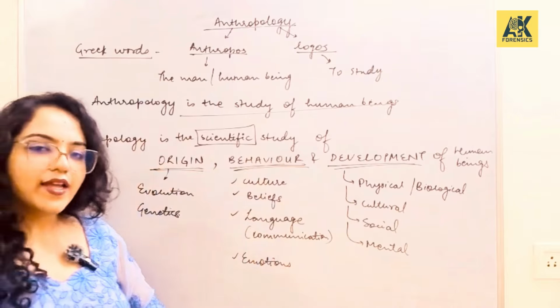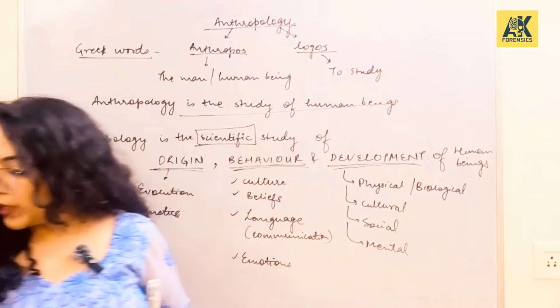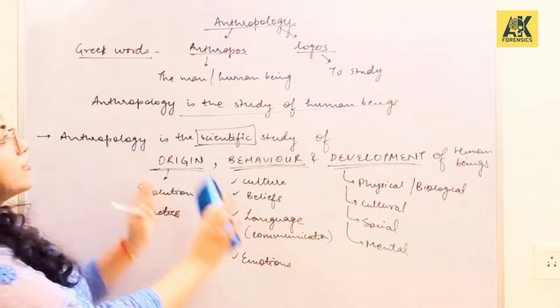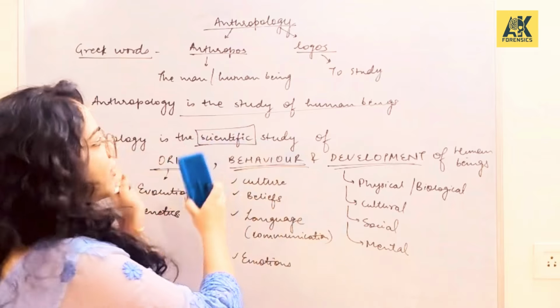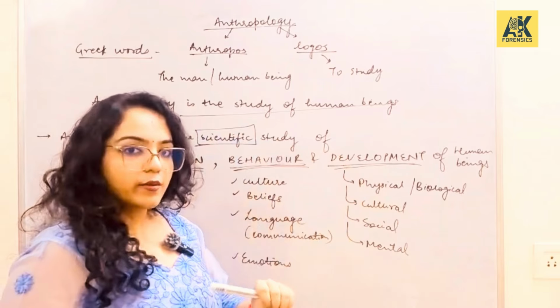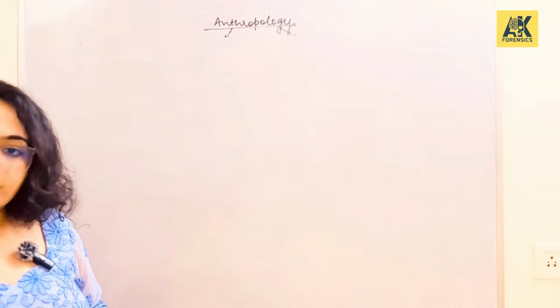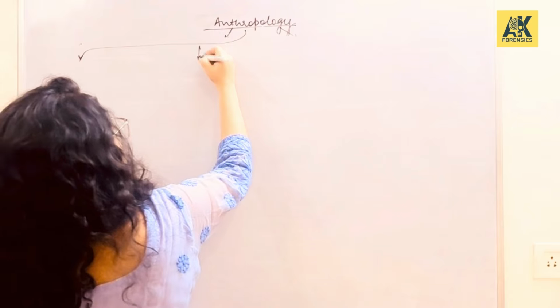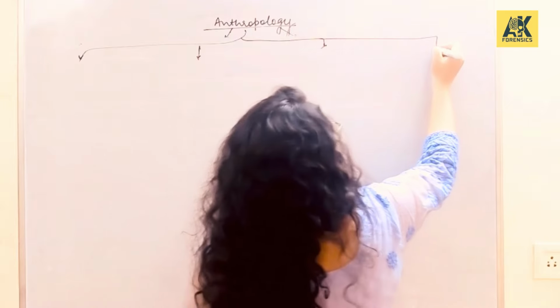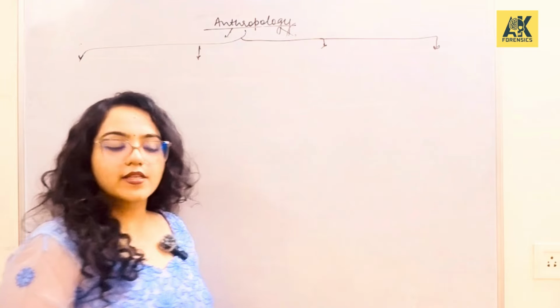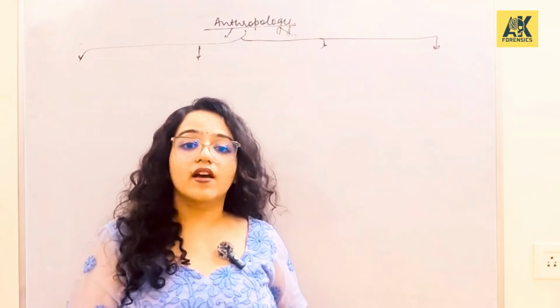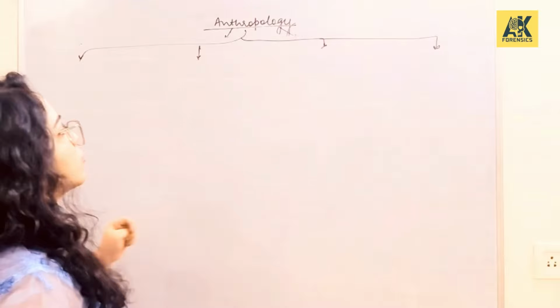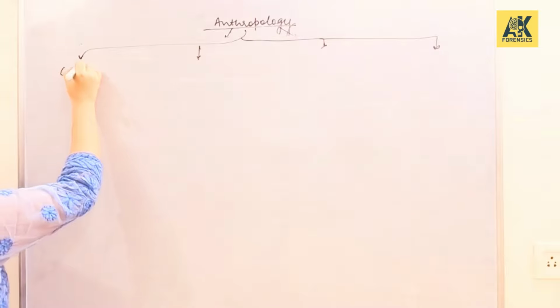So in order to simplify things a little bit, what was done was that this field anthropology was then divided into 4 major branches, and then they said, okay, these 4 major branches will help us in categorizing our learning, right? So the first branch was cultural anthropology.